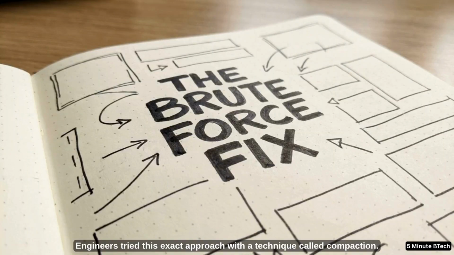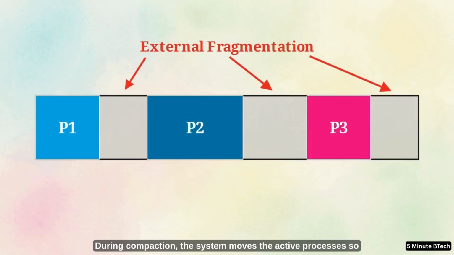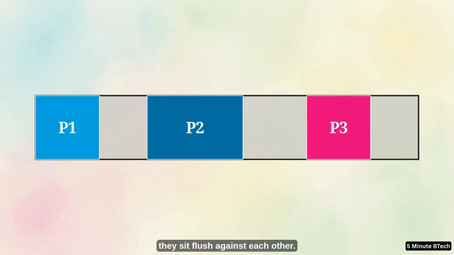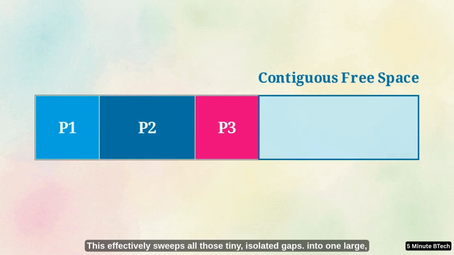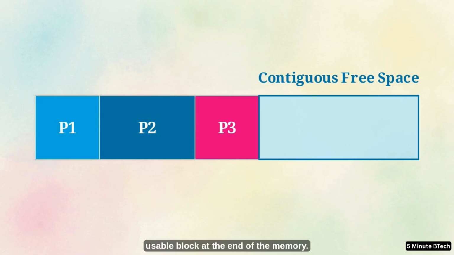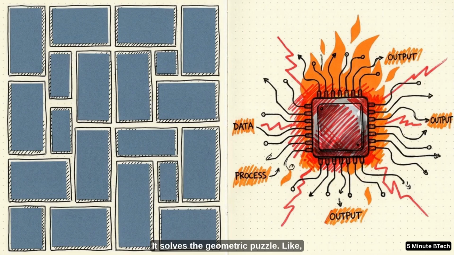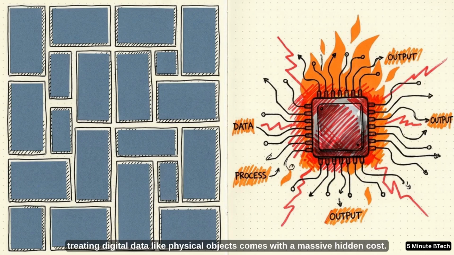Engineers tried this exact approach with a technique called compaction. During compaction, the system moves the active processes so they sit flush against each other. This effectively sweeps all those tiny, isolated gaps into one large, usable block at the end of the memory. It solves the geometric puzzle. But treating digital data like physical objects comes with a massive hidden cost.